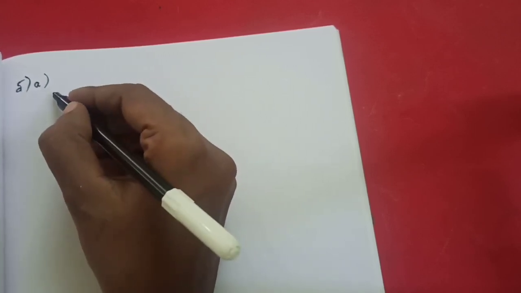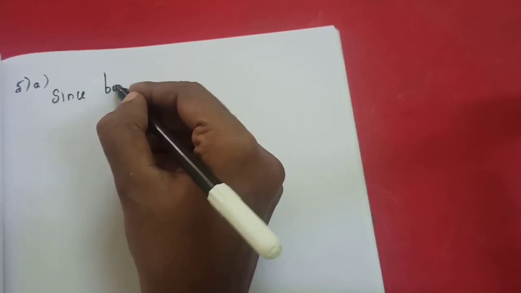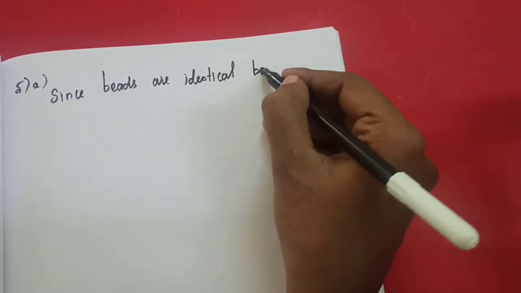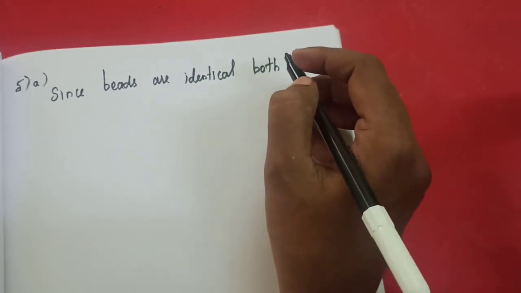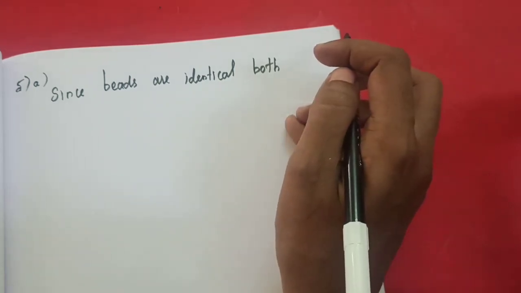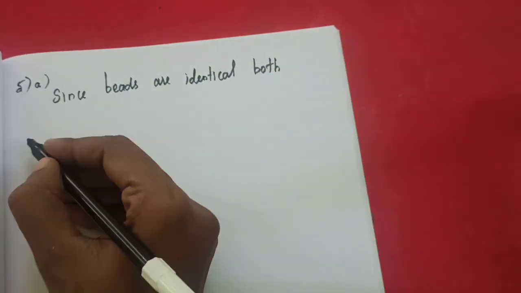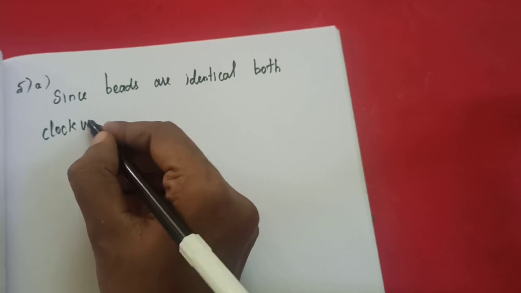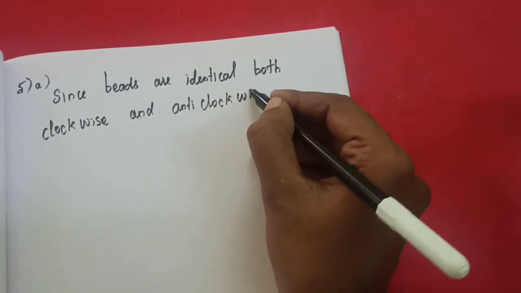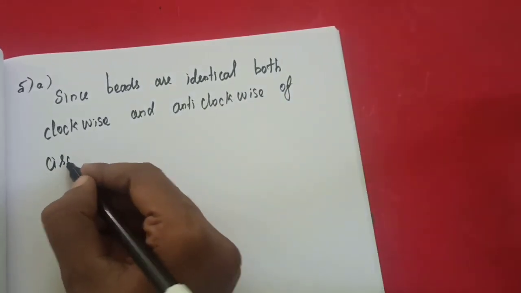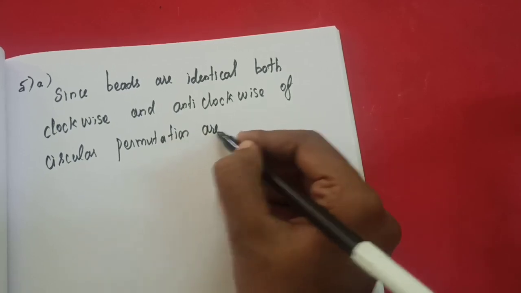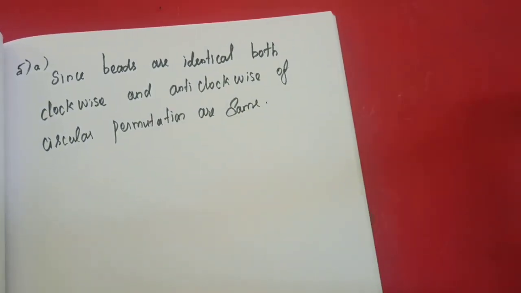What's the condition given? Since the beads are identical, both the clockwise and anti-clockwise circular permutations are the same. Last class I taught you. If the beads are identical, it deals with circular permutation. So both the anti-clockwise and clockwise directions of the circular permutation are the same.